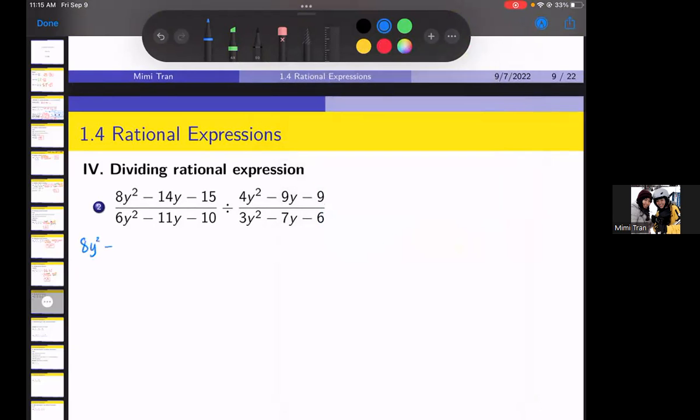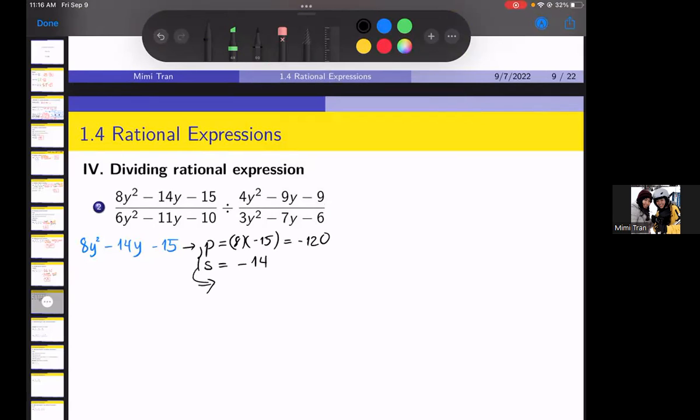8y squared minus 14y minus 15. So I'm looking for two numbers. The product is, remember AC method, A times C. A is 8, C is negative 15, so negative 120. So the two numbers multiply to negative 120, and the sum is B, which is negative 14.